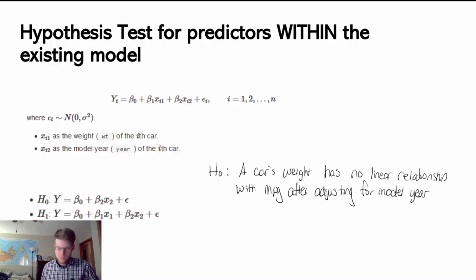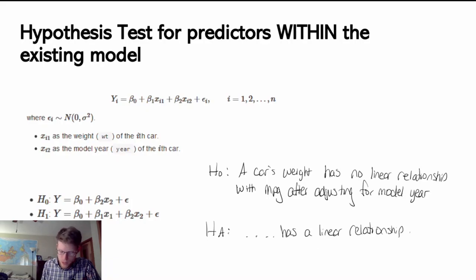The alternative is going to be something like, and I wrote HA, H1, either one of those works. All the same, but has a linear relationship with MPG, again, after adjusting for model year. Okay, so solo, we don't have to say that. With multiple, we do have to say, if we have all these other predictors already, is it adding anything?